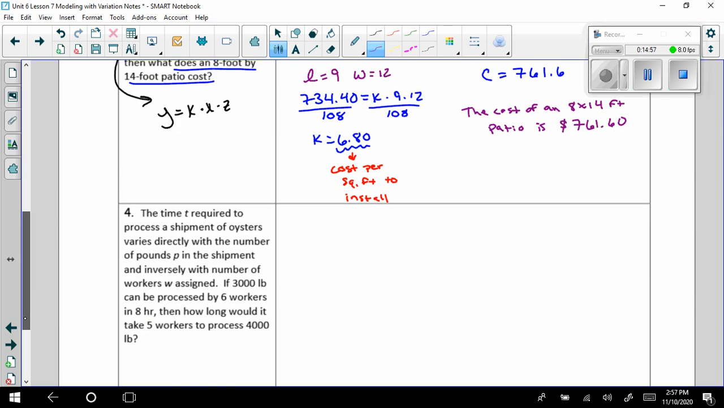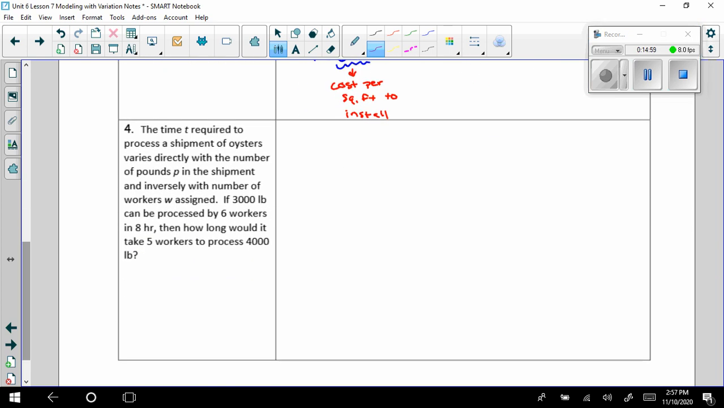Okay, so now you've seen all 3 types of variation. We're going to do one more because you can combine your types of variation. And so I just want to show you what that looks like. Okay, so the time T required to process the shipment of oysters varies directly, and so we have a direct variation here with the number of pounds P.